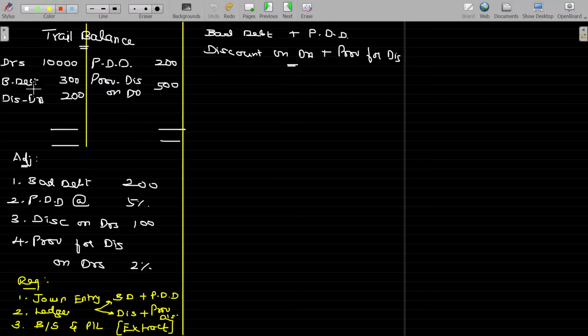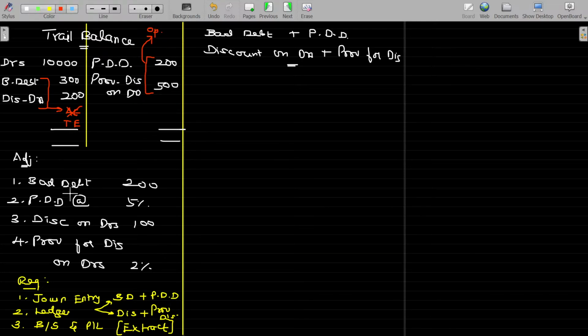Now, whenever the bad debt and the discount on debtors appear in the trial balance, what does it mean? With regards to these two, the adjustment entry is over. So you need not pass the adjustment entry for these two. But of course, we have to pass the transfer entry. And whenever the provisions are given on the credit side of the trial balance, in general, it is called the opening provision.